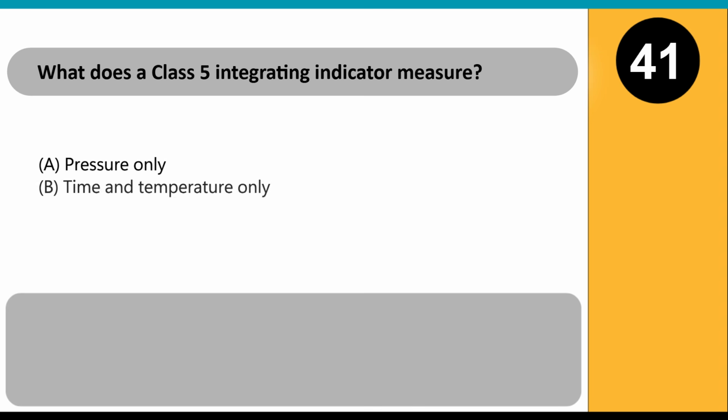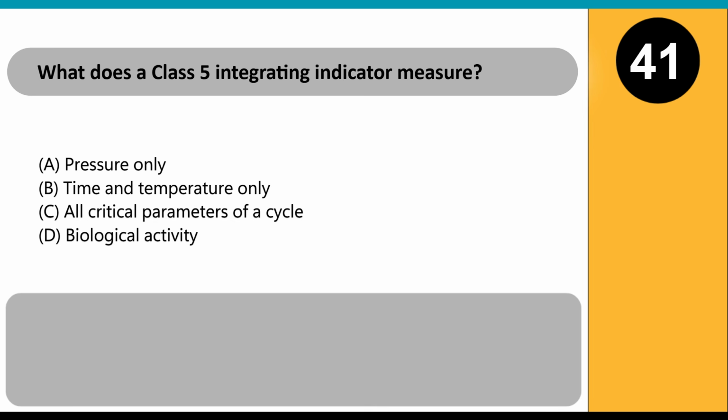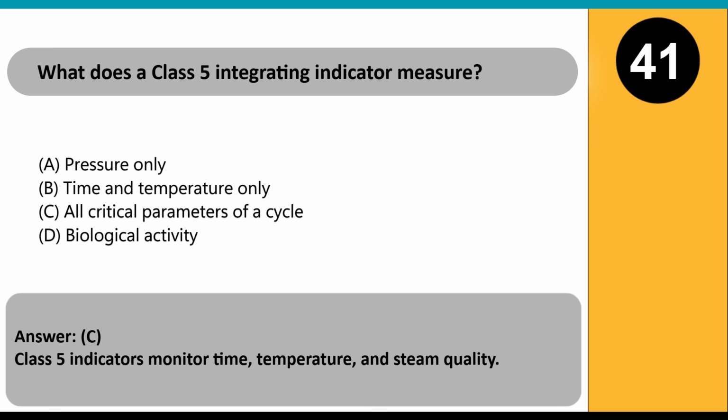What does a Class 5 integrating indicator measure? A. Pressure only. B. Time and temperature only. C. All critical parameters of a cycle. D. Biological activity. Answer: C. Class 5 indicators monitor time, temperature, and steam quality.